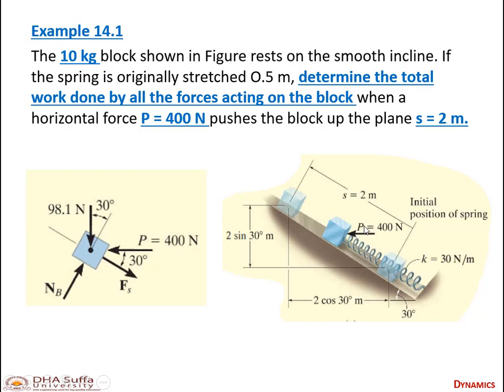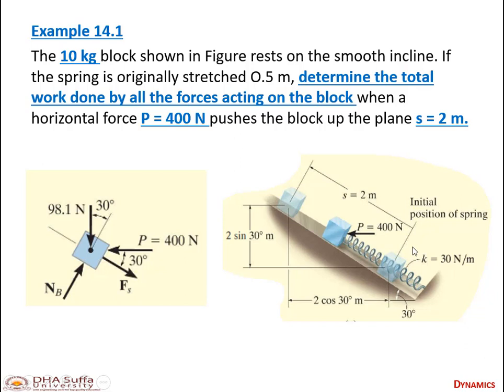What is happening? We have a force acting on it which is horizontal, not at an angle, and that force pushes the block to a new position which is 2 meters from the initial position. The initial position was 0.5 and the final is 2 from the initial, right? So the total is actually 2.5. Now the initial position is here. The initial position's vertical distance from the final position is 2 sin 30, because this is 2, and the horizontal is 2 cos 30. Now, how many forces are acting on it?